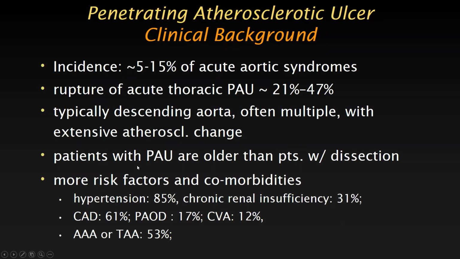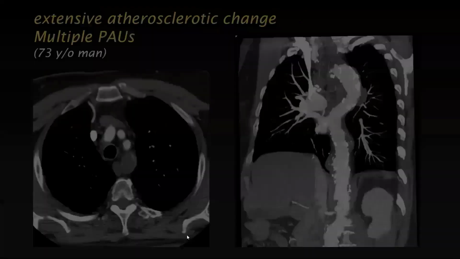The patients are typically older, about a decade or more older than patients with dissections. In our cohort, it was almost 15 years older. And they have more risk factors and comorbidities, and they have all the atherosclerotic risk factors. So they all have hypertension. Many of them have chronic kidney disease, history of coronary artery disease, peripheral artery disease, cerebrovascular disease, and many of them have AAAs or thoracic aortic aneurysms. So those are the severe vascular patients. So it's not dissection patients who are 60 years old and have untreated hypertension. Those are patients who have very manifest atherosclerotic disease.